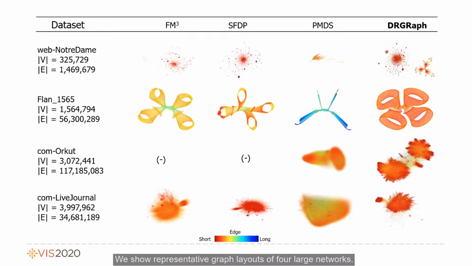We show representative graph layouts of 4 large networks. We compute the edge length from the layout space and use the red to green to blue color map to encode the edge length. DRGraph generates clearer clustering structures than FM3, SFDP, and PMDS on large networks. Please find more examples in our paper.